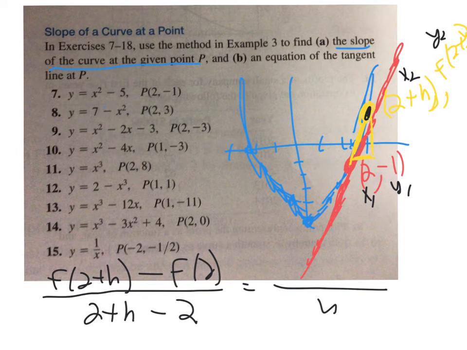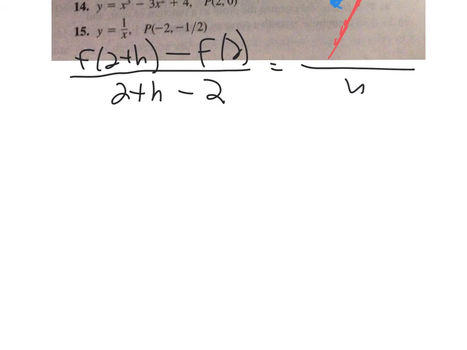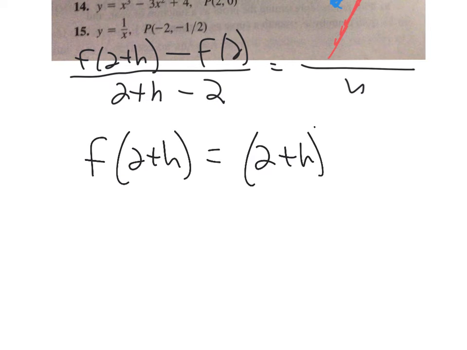And so now we can evaluate this. Can I slide this down to give myself some room? Yeah. So the function is x squared minus 5. So what is f of 2 plus h? Well, it's 2 plus h squared minus 5. And so we're going to FOIL it.